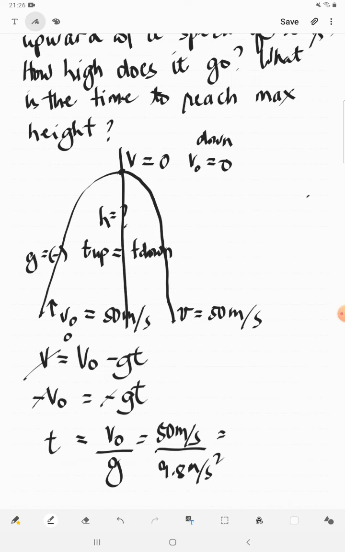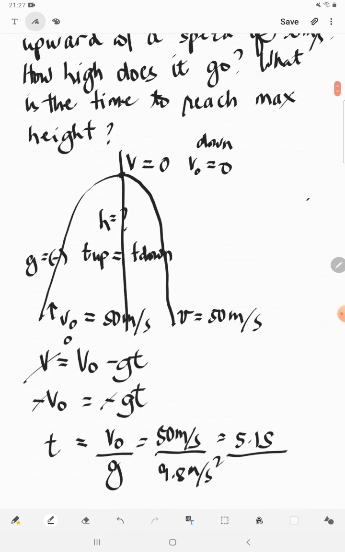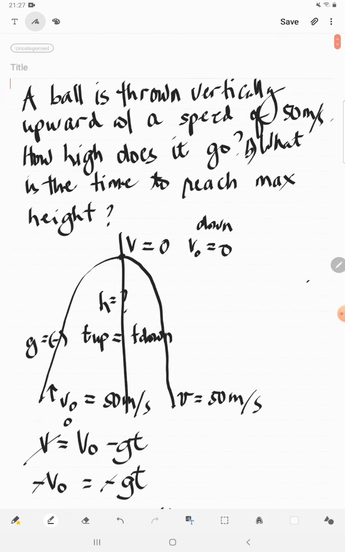So the answer is 5.1 seconds. This is actually our letter B problem. We got letter B first.